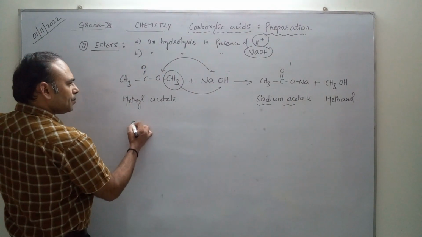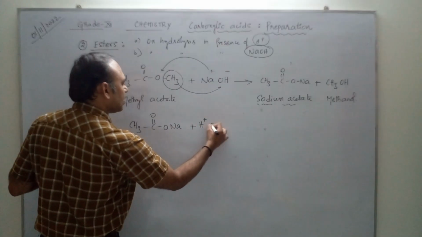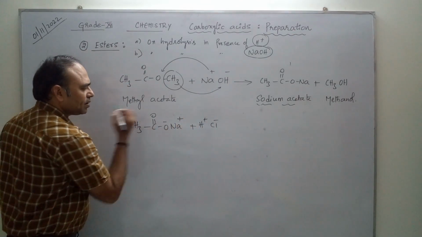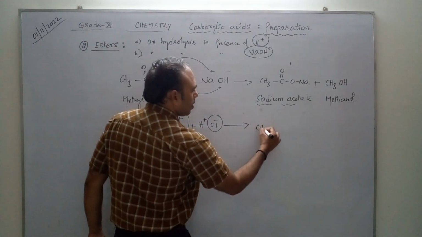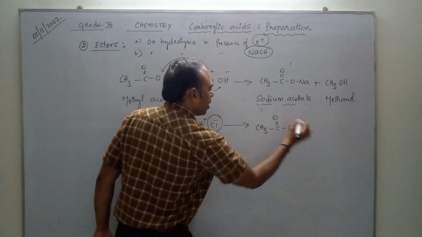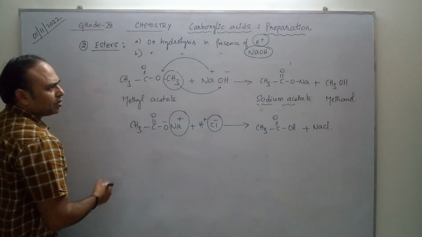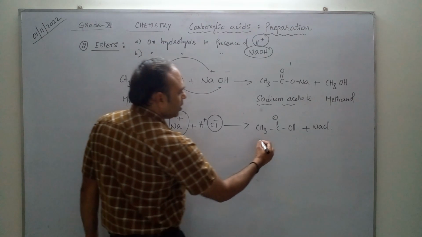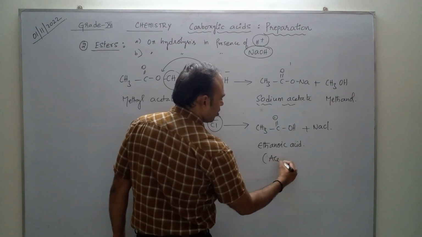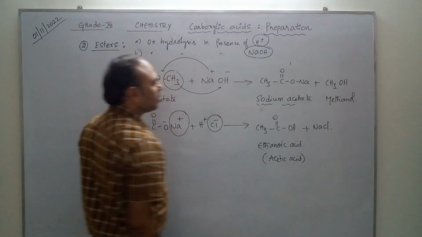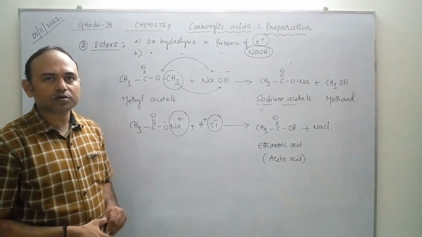Now in the second step, treatment with mineral acid. Let us take HCl. So we can write H plus and Cl minus. So sodium chloride is formed and the carboxylic acid, acetic acid, is produced plus NaCl. So from sodium acetate in presence of HCl, you will get ethanoic acid, or common name acetic acid. So we have discussed the two methods. The remaining six methods we can discuss in the next lecture. Hope you have understood this. Thank you so much.